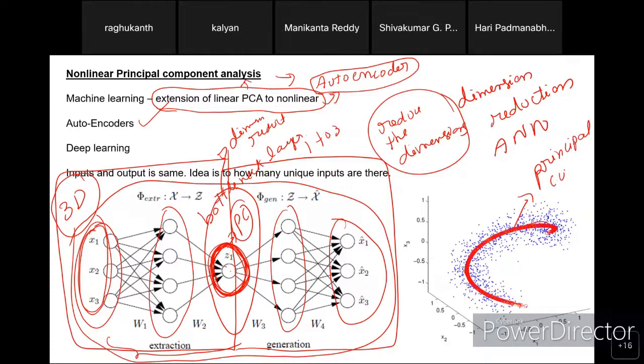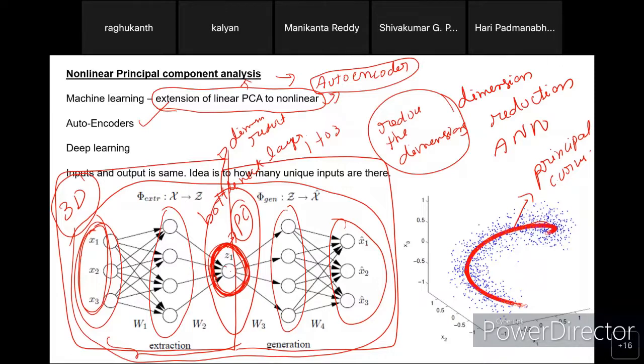So this is my principal curve, which passes through the data itself. It is not regression. As I already told you, this is a principal plane, but since it is nonlinear, we are calling it a principal curve. So this network is very, very simple. Input is X1, X2, X3. Output is also X1, X2, X3.